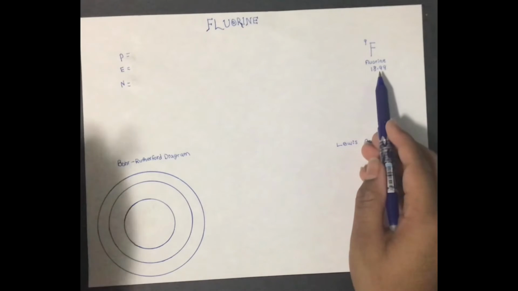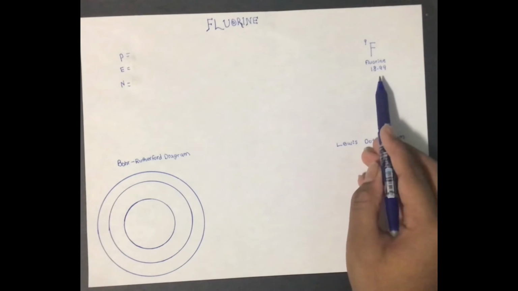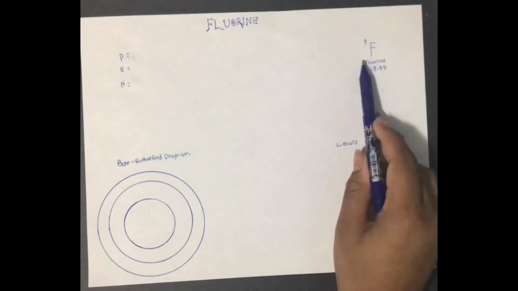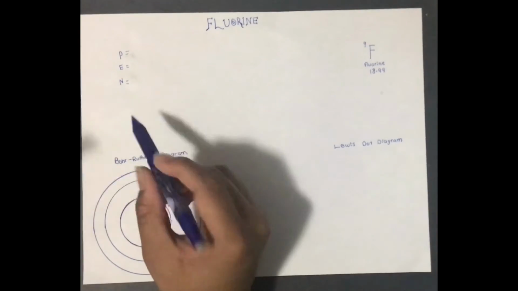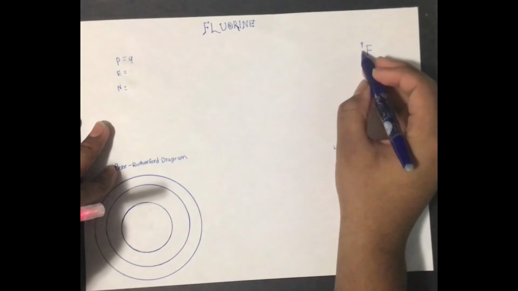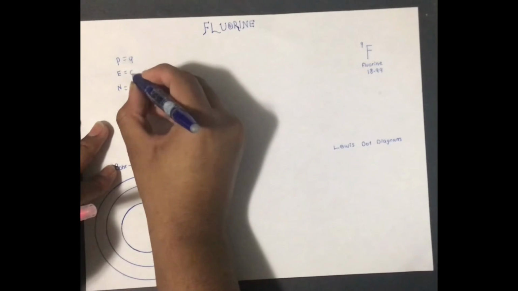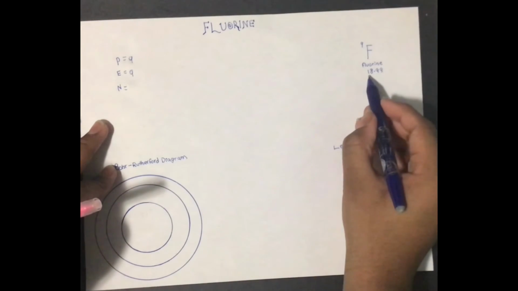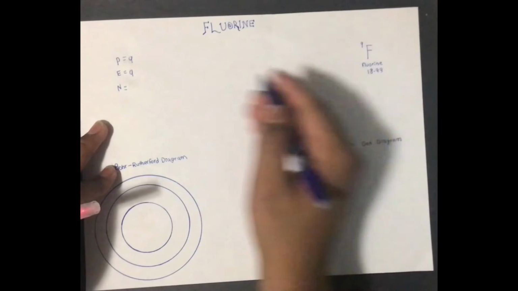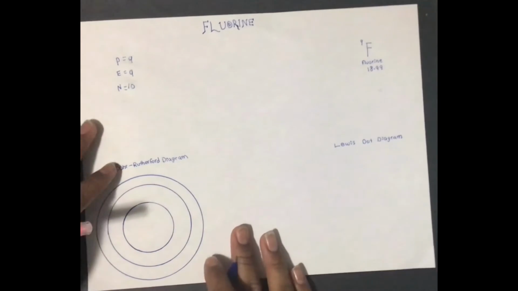So 9, and it has atomic mass of 18.99 or 19. So 19 subtracted by 9 will give you the number of neutrons. So protons is 9 because it's the same as the atomic number. The electrons is the same as the protons, so 9, and the neutrons is 18.99 subtracted by 9, so 10. So there's 10 neutrons for fluorine.